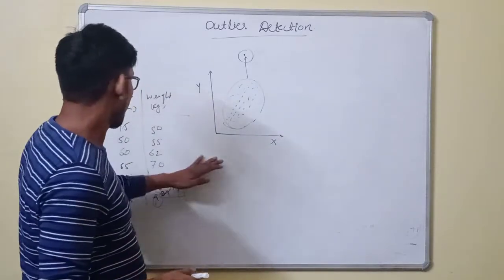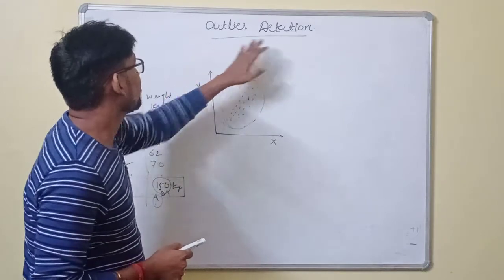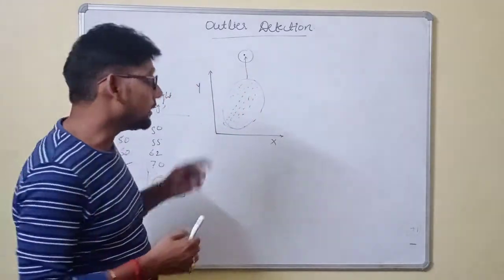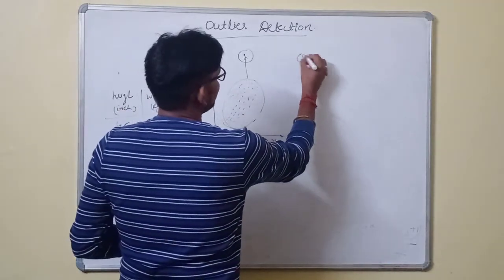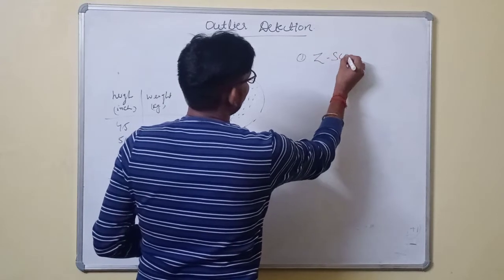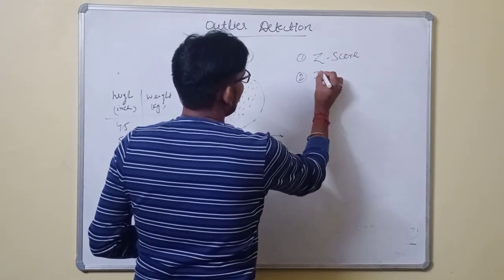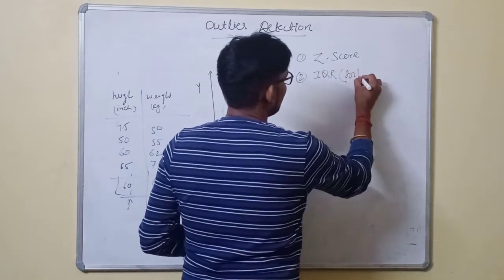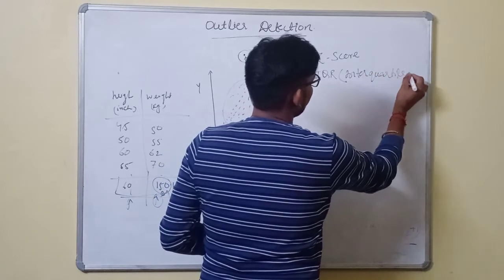Now let's discuss the techniques for detection of outliers. So in the market, lots of techniques are used for detecting outliers, but there are two techniques that are widely used. One is using the Z score, and the second one is the IQR technique, called the interquartile range.